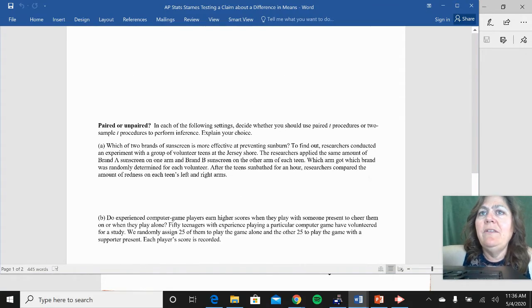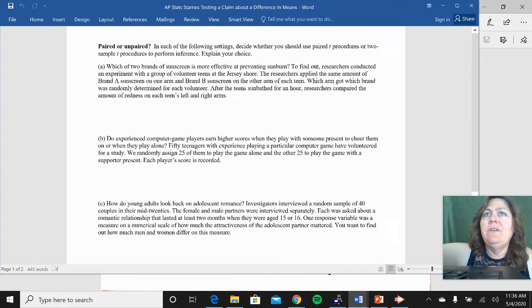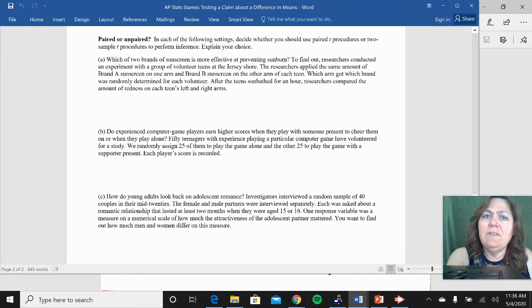And then the final thing this worksheet asks you to do is to determine if these are paired or unpaired procedures. So it says tell whether you should use paired T or 2 sample T, and explain why you chose what you did. So you're going to need to pause here, go into some work mode on your own, and then put your answers into Edpuzzle, and then we'll come back and check together.